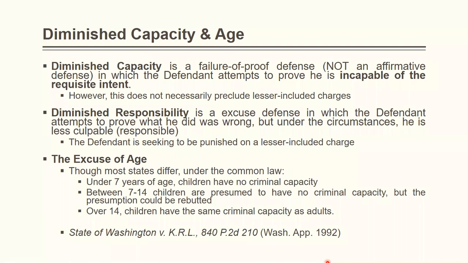Right? If you're 7 to 14, we're saying we don't think you have criminal capacity. Maybe you have diminished capacity, so you did it, but you're not really as guilty. Right? It's this idea of moral blameworthiness, of taking responsibility, that sort of thing.